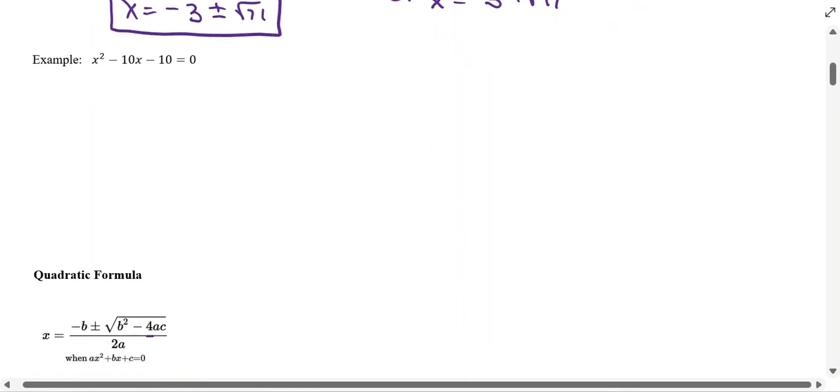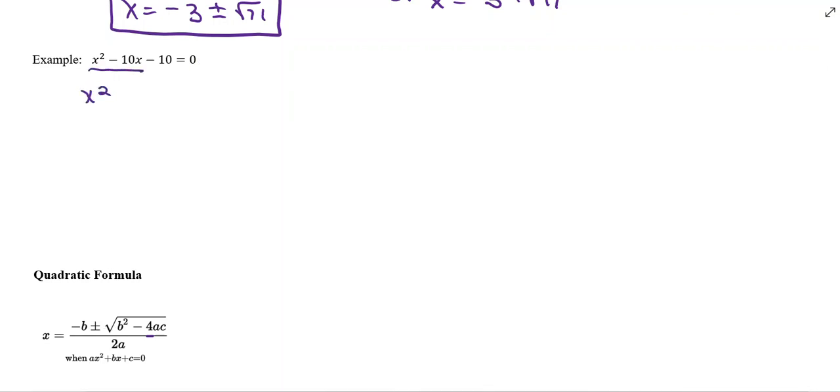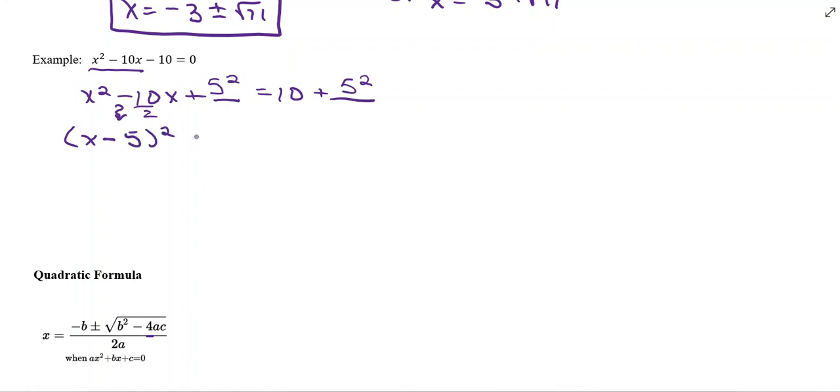Trying it again, we have x squared minus 10x minus 10. I'm going to get these two terms on the same side and add the 10 over. Dividing this middle term by 2, dropping the negative, I'm going to have 5 squared and 5 squared. I have x, I bring down the negative here. So I have x minus 5 squared equals 10 plus 25, which is 35.